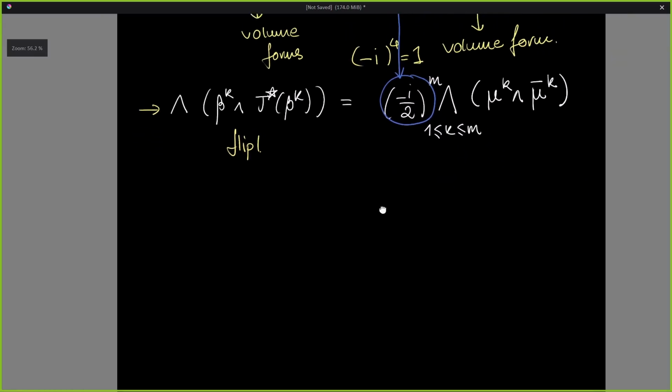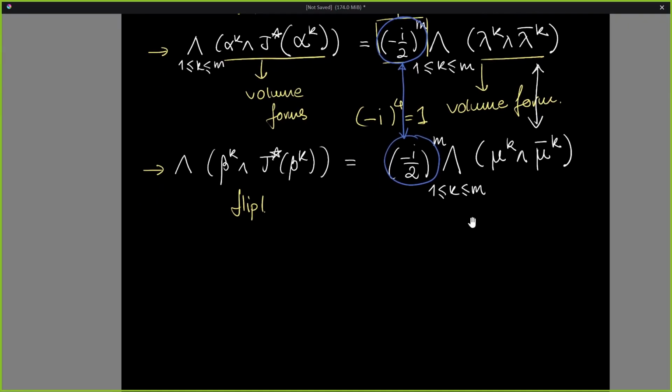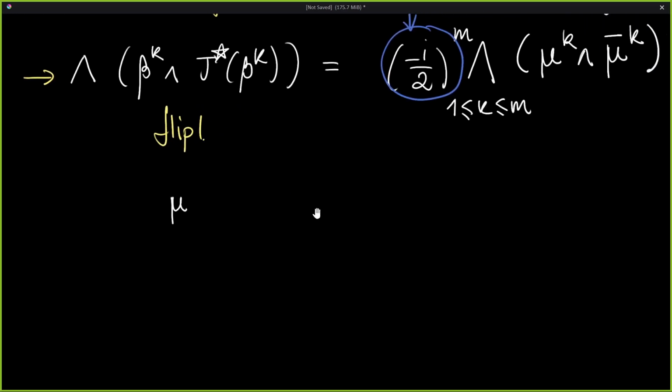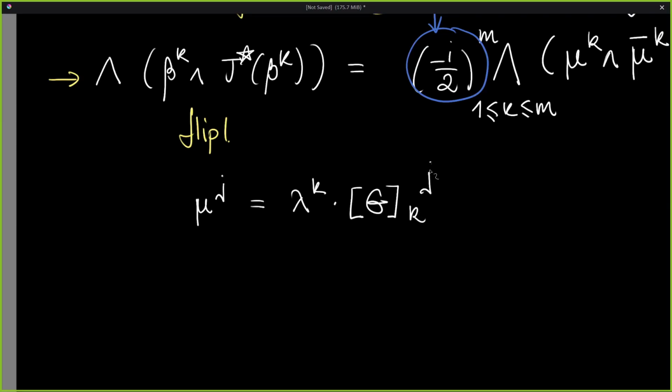The other thing is, if we compare these 2, if we were to go from this eigenbasis to this eigenbasis, what would happen? There's definitely a non-degenerate matrix that looks like this: mu_j is equal to lambda_k times a matrix G_kj, right?